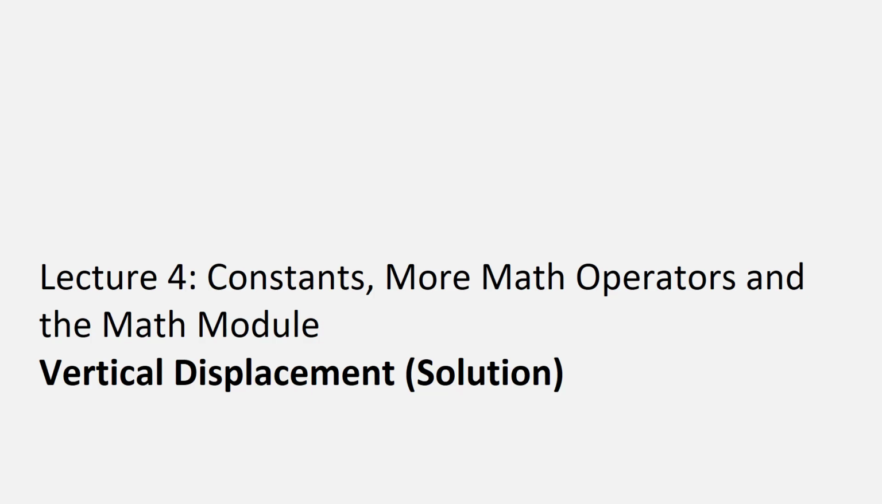Welcome back. So in this video we will see a solution to the vertical displacement problem where we will use Python named constants. So remember, we are trying to solve the vertical displacement problem for an object that is thrown vertically at some initial speed and some initial position after t seconds, and that's given by the following formula.